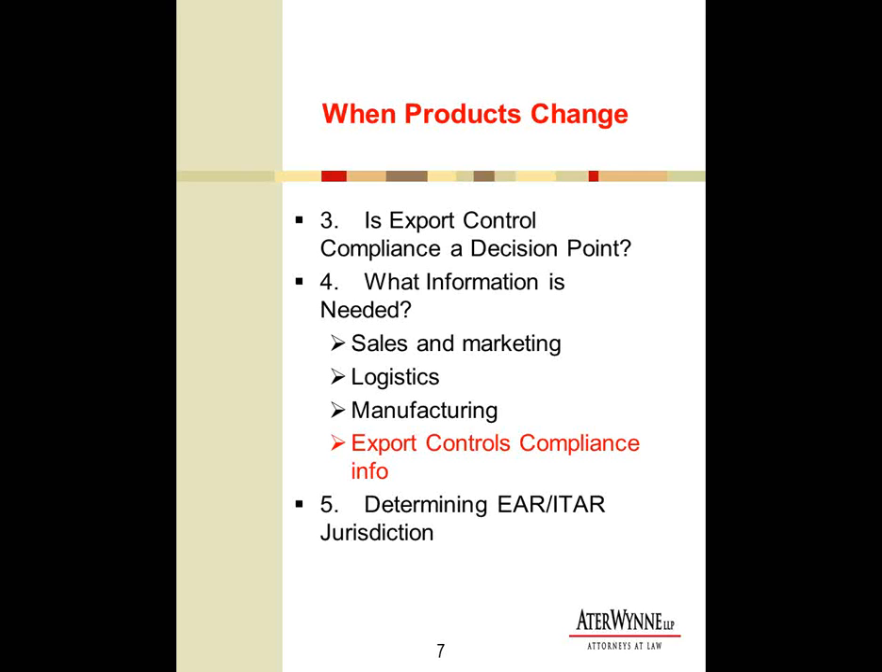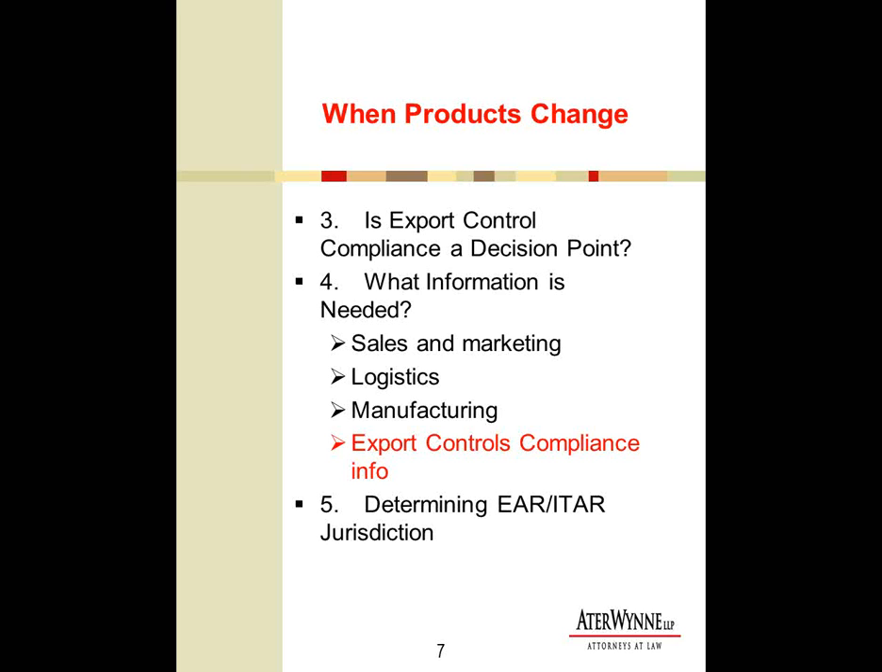And we'll talk a little bit more as we go along about what a decision point is, what kinds of information are needed, and so forth. But certainly that information is going to involve, when a product changes or when a business changes, sales and marketing information, logistics information, how are we going to manufacture this new product? But also, is there more information that we need either from within our organization or from customers or vendors that would help us comply with U.S. export controls requirements? And those are the requirements and compliance information that we'll touch upon in more depth today.